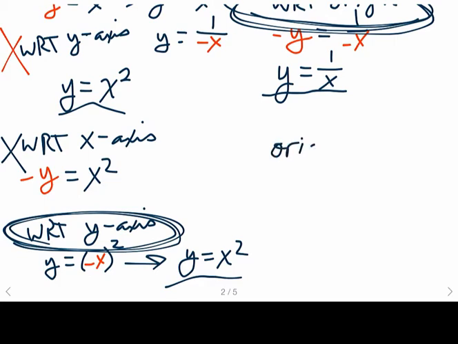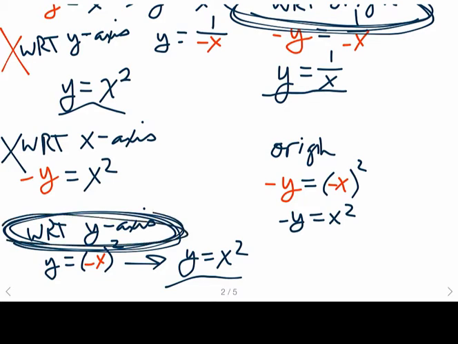Finally, checking with respect to the origin, we're going to replace y by negative y and x by negative x. And doing so gives me pretty much what I had the first time, which is negative y equals x squared. There's no way that I can make this match what we started with. And so we just have the symmetry with respect to the y-axis, and we're going to be satisfied with that.